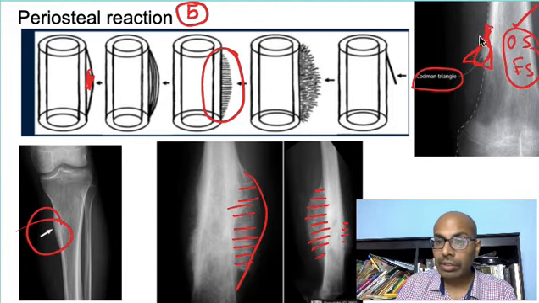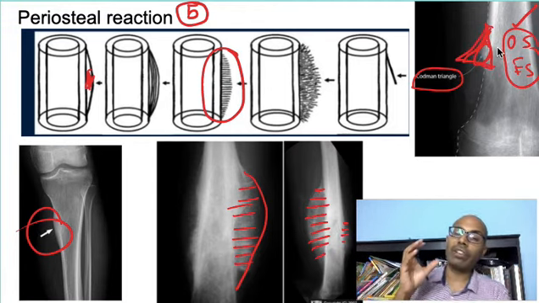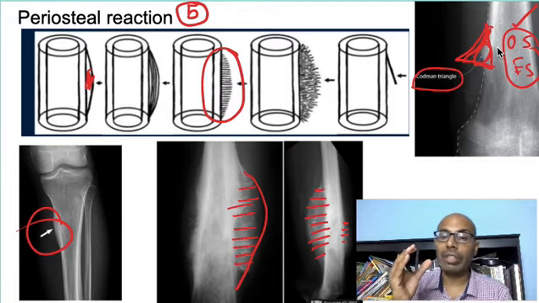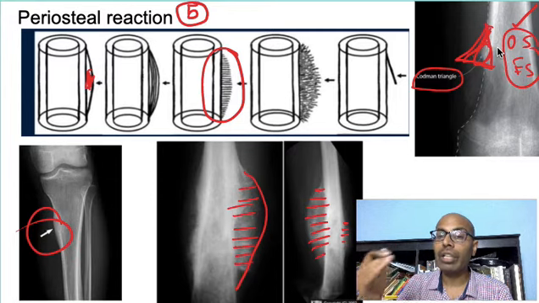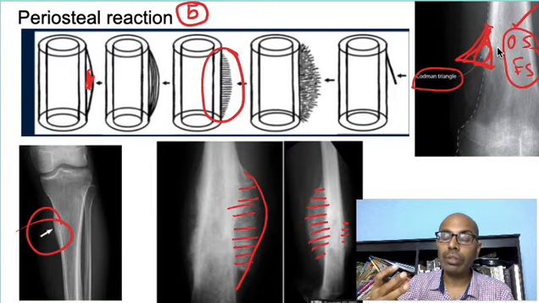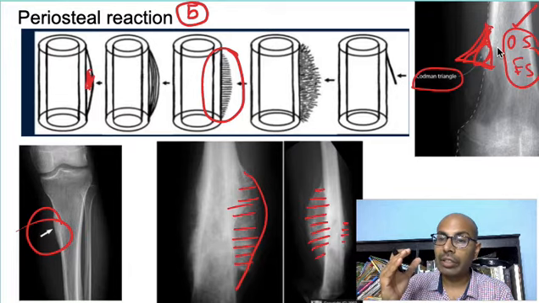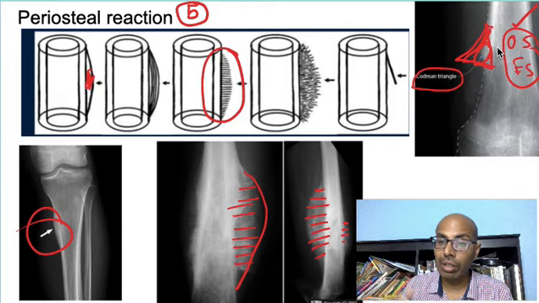Okay, so this is called Codman's triangle, where in a fast growing tumor the periosteum is elevated. There is no time for the periosteum to grow and heal nicely and to form layers or to form new bone properly. So therefore they just get elevated, and this forms a triangle of new bone formation there in fast growing tumors, and this is called a Codman's triangle.